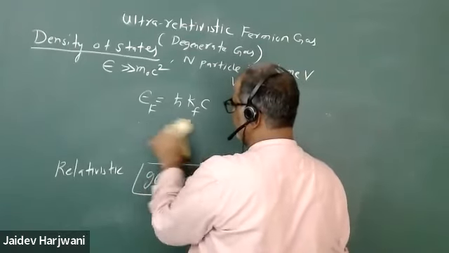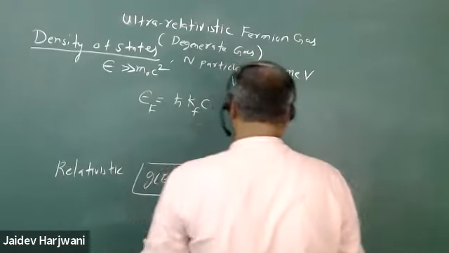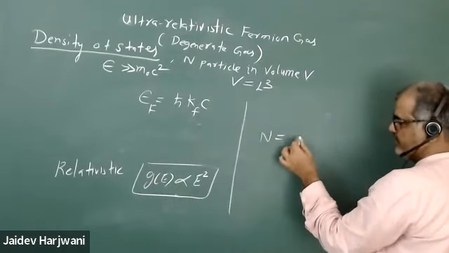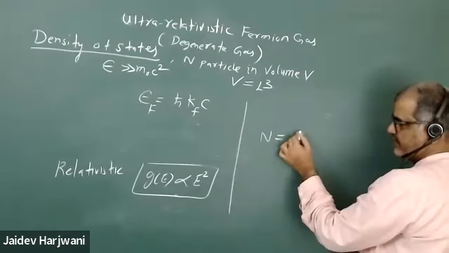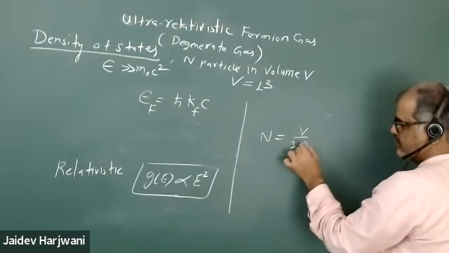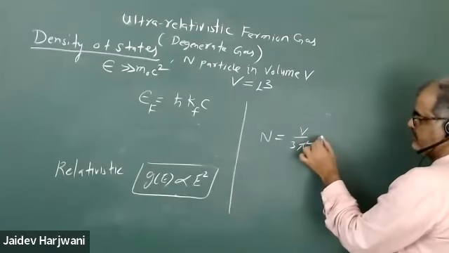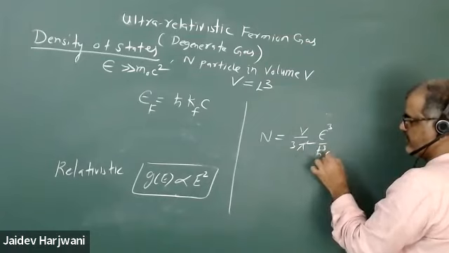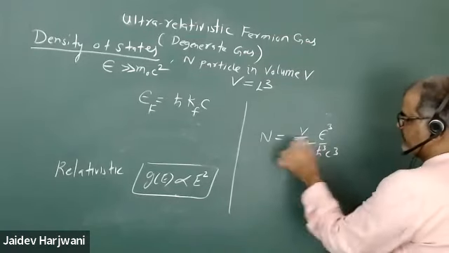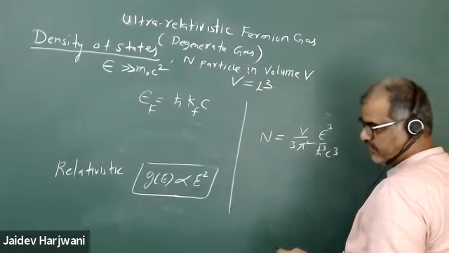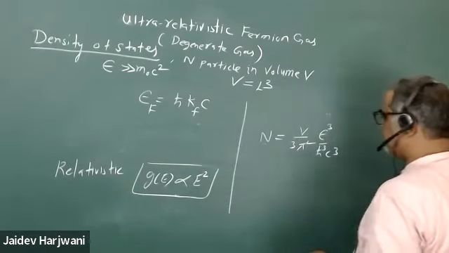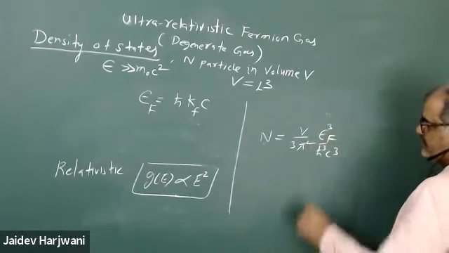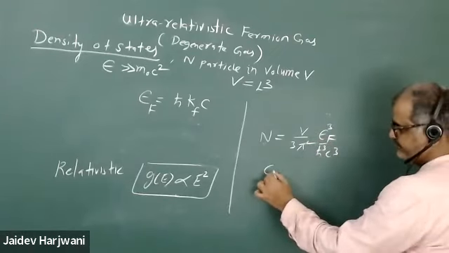So EF. Just now we have written the expression for n. What is the expression for n? V upon 3 pi square, E cube upon h cut cube c cube. So if you put it, this is total particle. For relativistic gas, they are all below EF, up to EF only. So I can write here EF also.